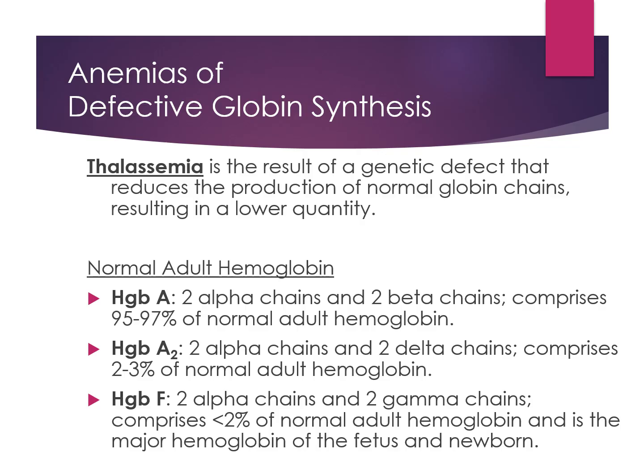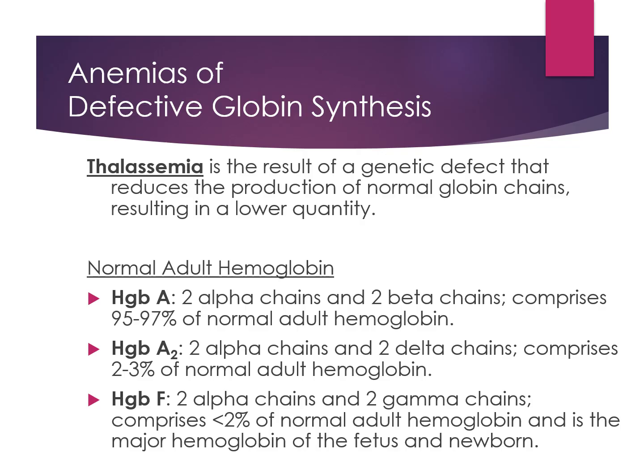And remember, in adult hemoglobin, normal adult hemoglobin A, we have those two alpha chains and those two beta chains, right? So when we have a defective globin synthesis, this is what we call a thalassemia, and that is a result of a genetic defect that reduces the production of normal globin chains. So this is a quantitative disorder. So gene deletions are responsible for a depleted number of globin chains that are able to be synthesized.